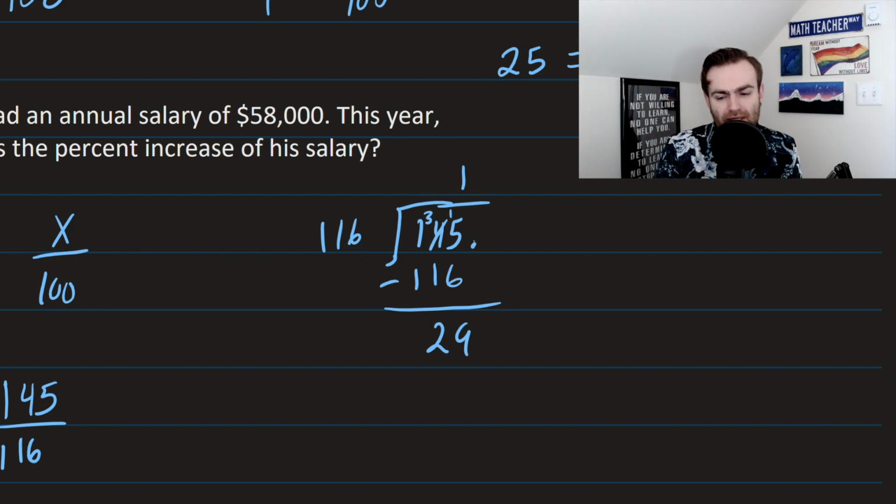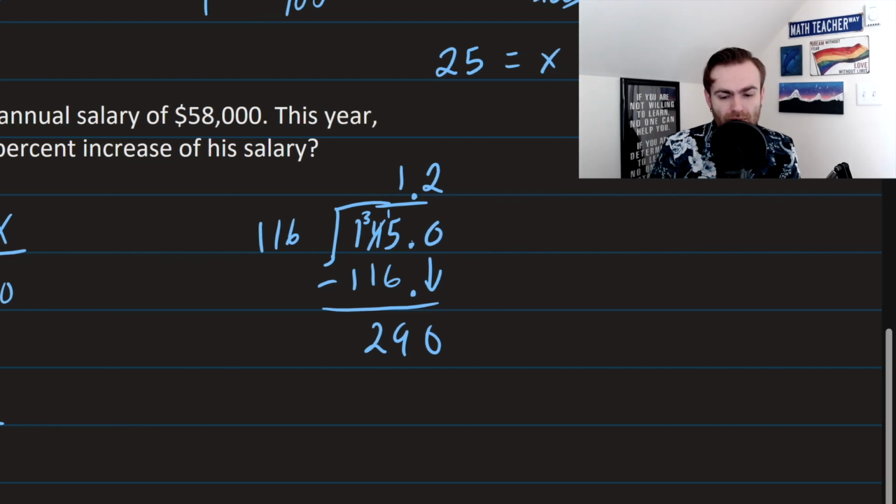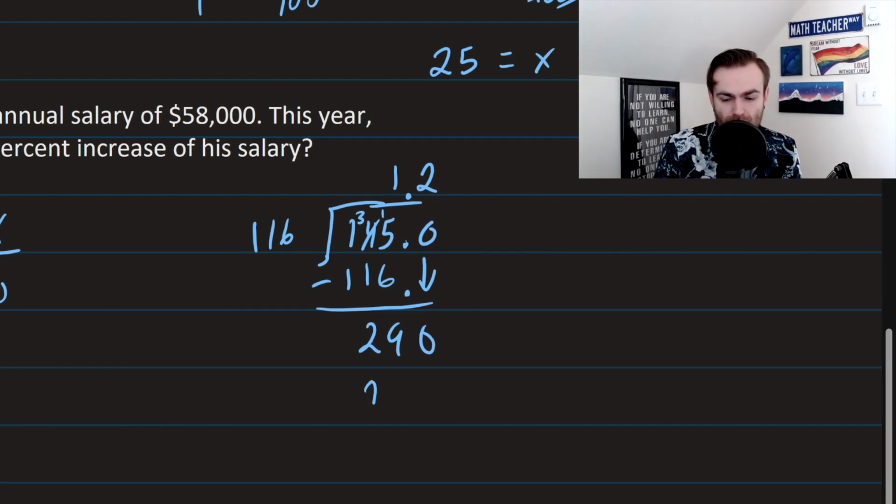Well, to do that, we're going to add a point and then add a 0. Drop that down. How many times does 116 go into 290? It goes in twice. So we're going to put a 2 here. 2 times 116, well, 2 times 100 is 200. 2 times 16 is 32. So now we can subtract. That's easy. The 100s are going to cancel.